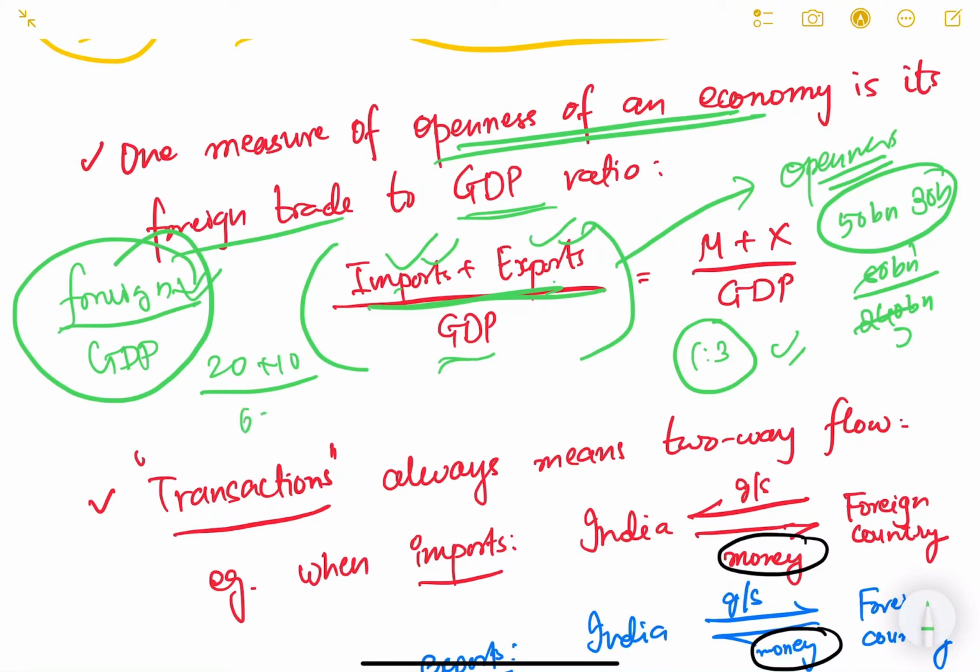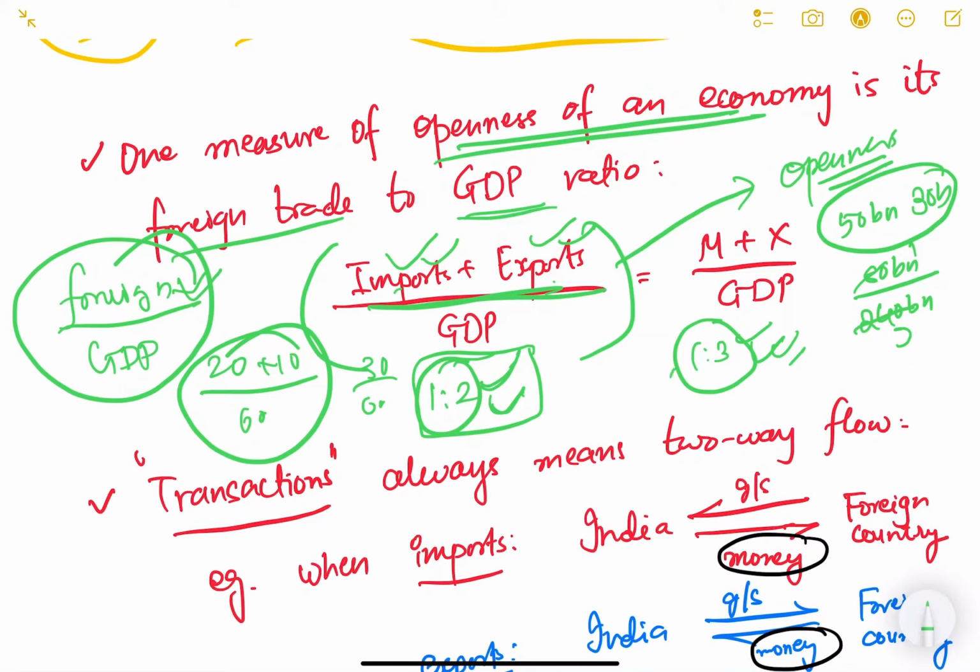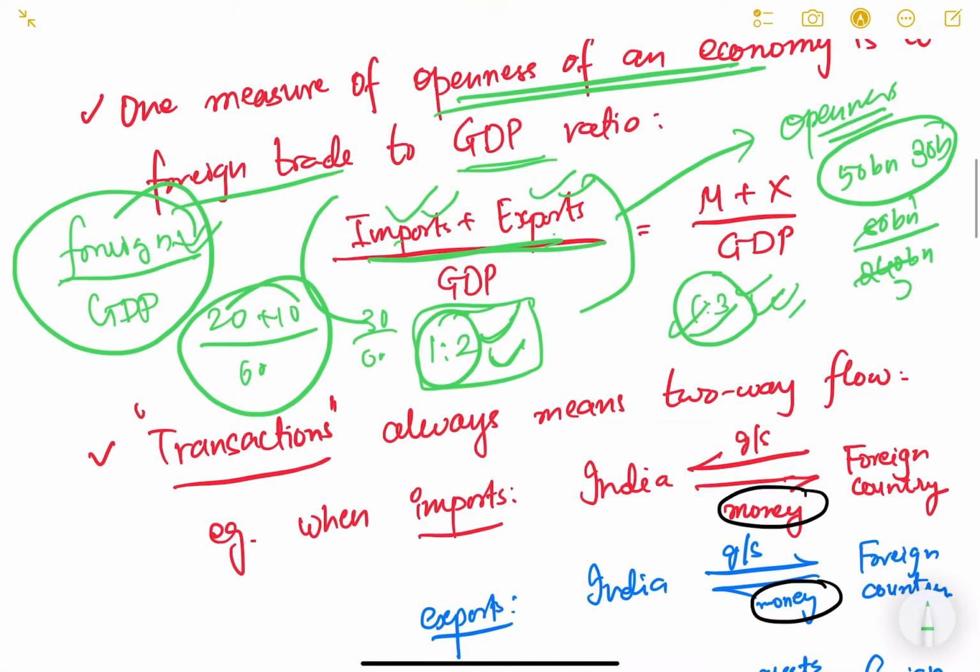and its total GDP is 60 billion. So here the ratio becomes 30/60, meaning 1:2. So this ratio is larger than this ratio. It means this economy is more open than this economy. So this is a very simple calculation again of openness of economy. There are other factors also, but this is a very simplistic measure.